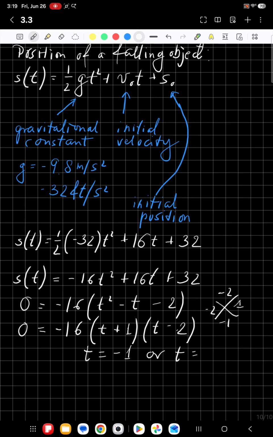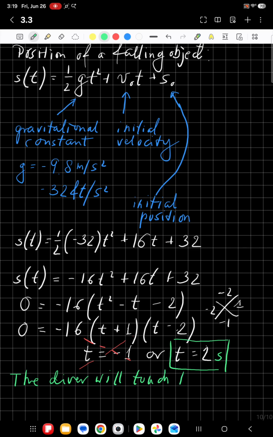Since t is time in seconds, I cannot have negative time. So I'm going to discard this solution and keep this one. The diver hits the water after 2 seconds.